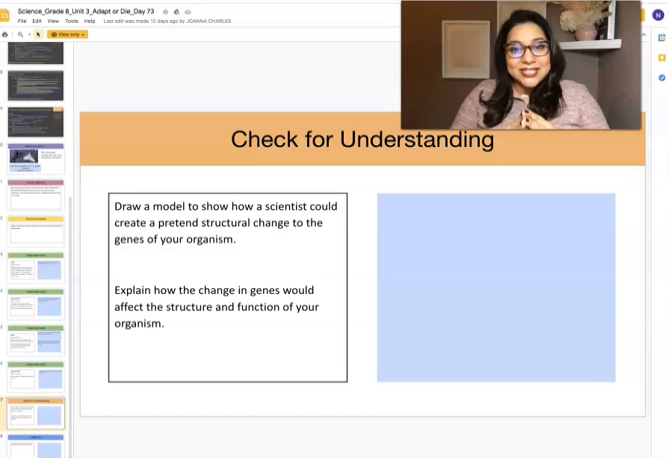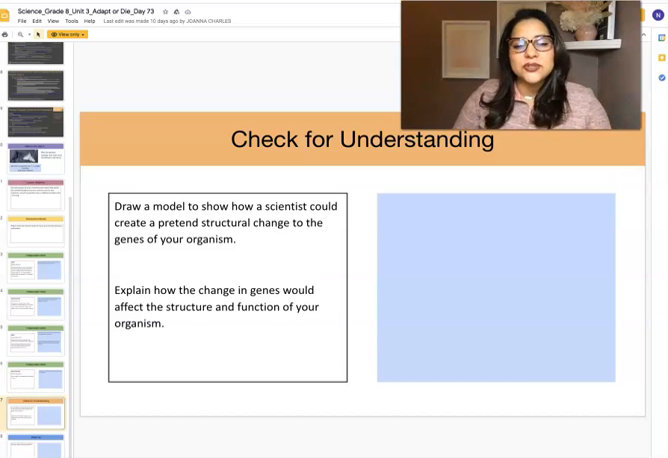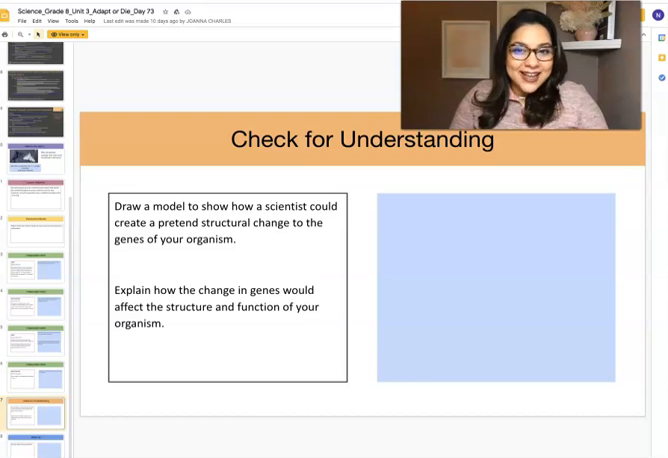So I hope you guys enjoyed the examples of structure and function, and I hope you have a clear understanding of why it's so important to be able to identify structures and describe them, and also understand how that structure supports the function. And now you should be more than ready to ace your checking for understanding, where you're going to explain how the change in genes would affect the structure and function of your organism.